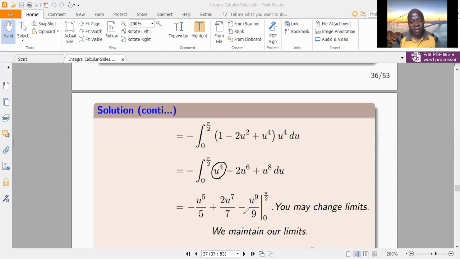Now, in our previous video, we had learned how to change the limits. You may want to change the limits to be those of u, because the ones we have, 0 to pi over 2, are for x. So you may want to change them to those of u so that you've completed this point. But for me, I'll maintain these limits. If you want to see how to change the limits, you can check our previous video on integrating by changing limits.